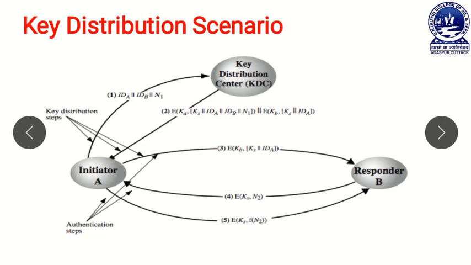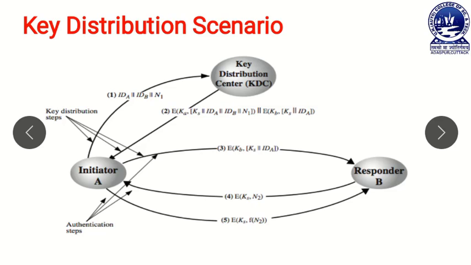Now look at the initiator. Here the initiator sends a message to the responder B, and the message is nothing but the message which is received from the key distribution center, and that message is encrypted using the secret key KB, which means this message can only be decrypted by the responder B. The responder B receives this message. After receiving this message, the responder B sends another message to the initiator A.